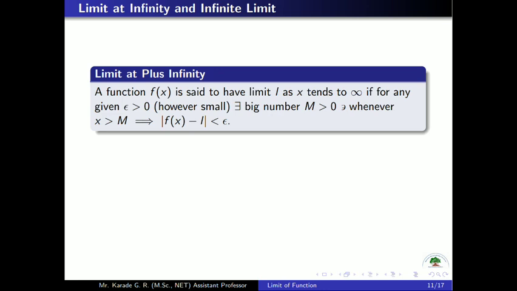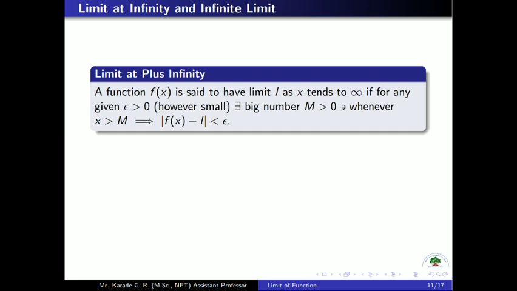Limit at plus infinity. A function f of x is said to have limit L as x tends to infinity if for any given epsilon greater than 0, however small, there exists a big number m greater than 0 such that whenever x is greater than m, this must imply distance between f of x and L is less than epsilon. So mod of f of x minus L is less than epsilon.